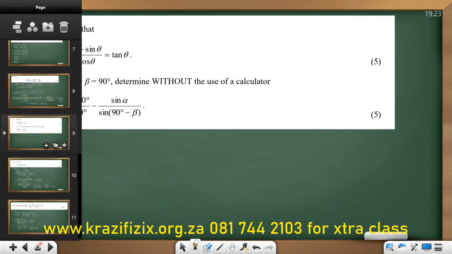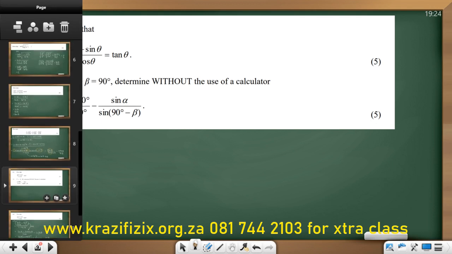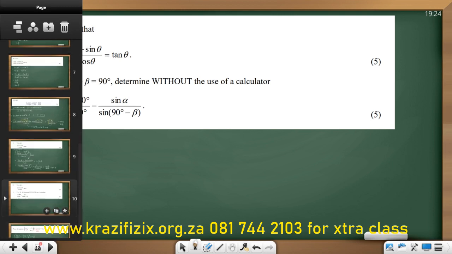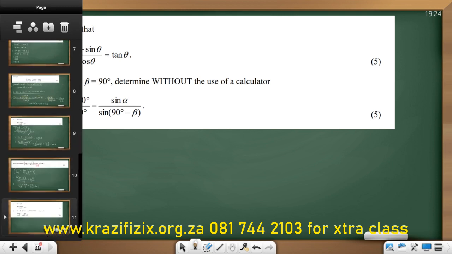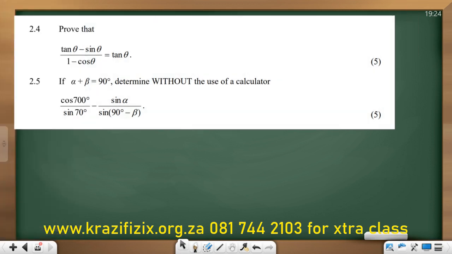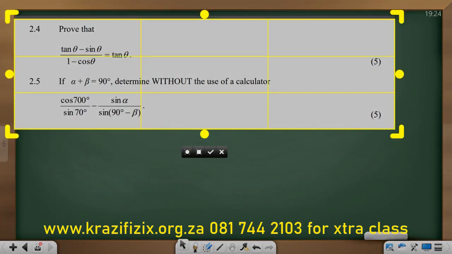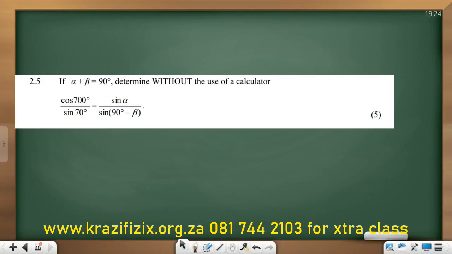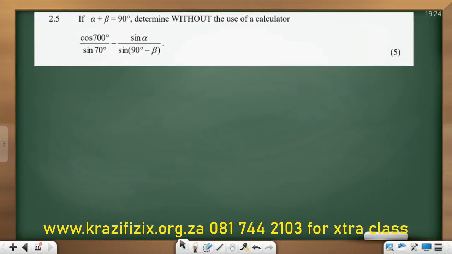There's this question that I'm just interested in as we were preparing. So guys, check your textbook, find questions. Let's practice more, but use those principles. Okay, I'm interested in this one. If alpha plus beta equals 90, determine without the use of a calculator.